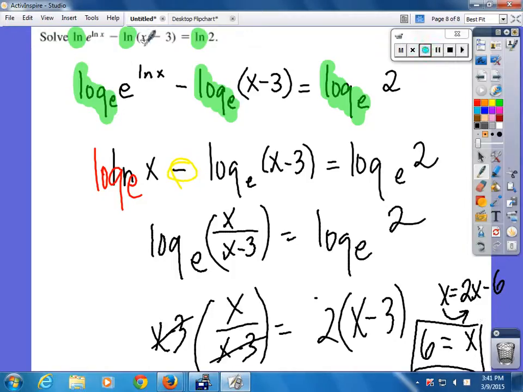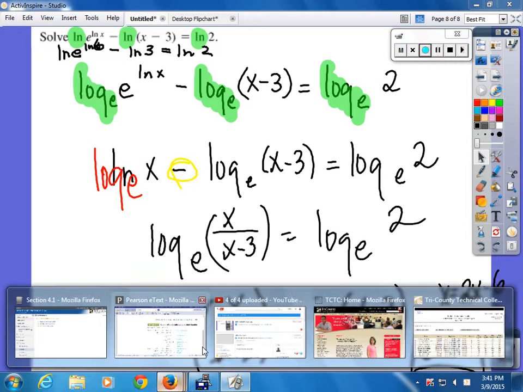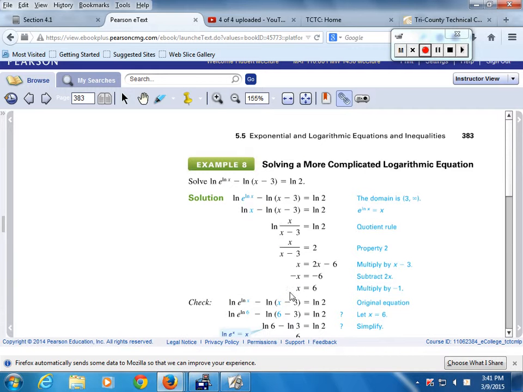This is going to be natural log of e to the natural log of x. So natural log of what? I'm sorry, 6. So somebody take e to the natural log of 6 and take the natural log of that minus the natural log and see if you get the same as the natural log of 2. You probably will. Or we can just check the book and see what they got. See if they got 6. Of course they did. There it is, right there.